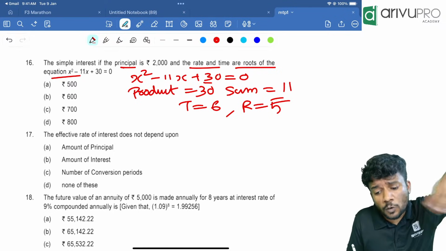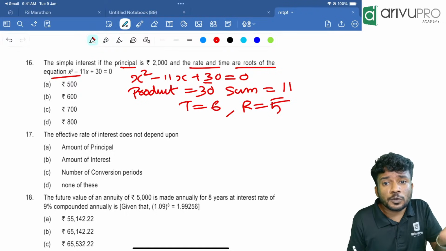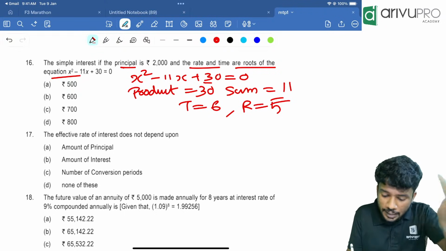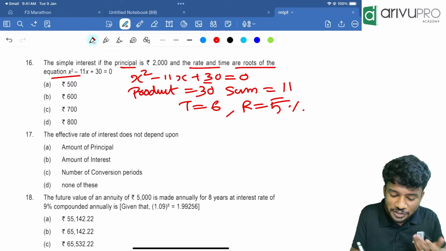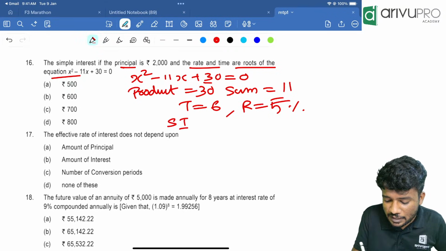Now we can take the reverse also. If you want to take time is equal to 5 and R is equal to 6, that is also fine. It is not going to change your answer because what are we finding? We are finding simple interest, that is PTR percentage.